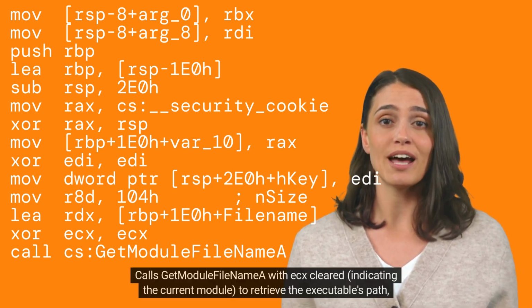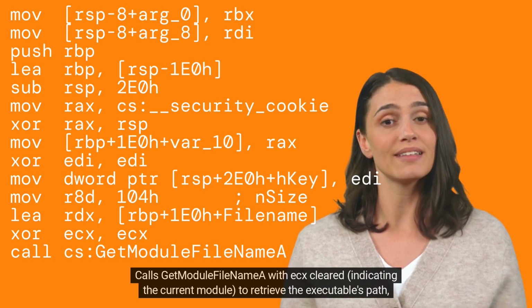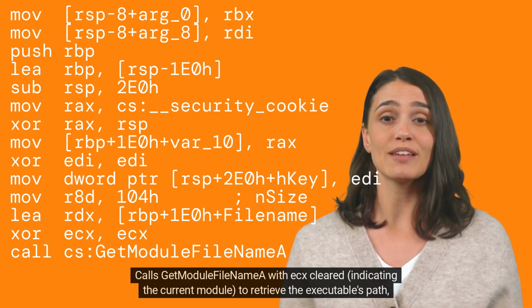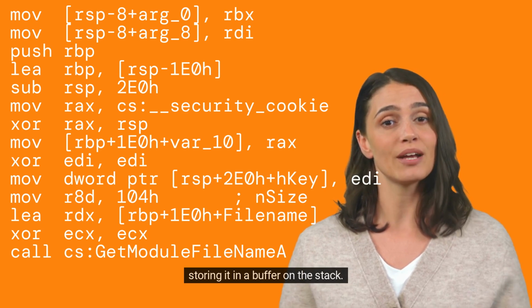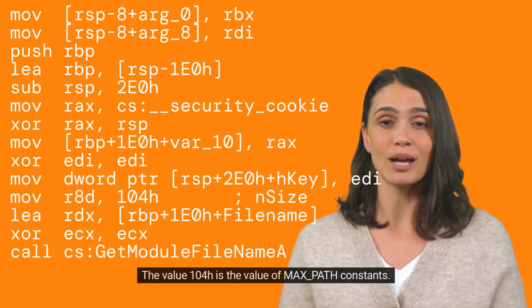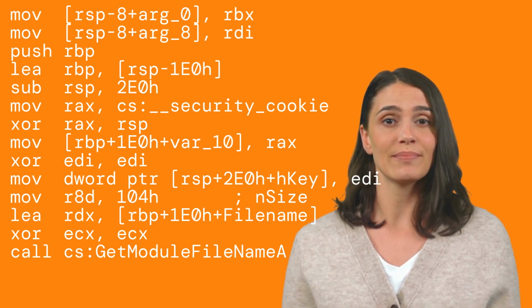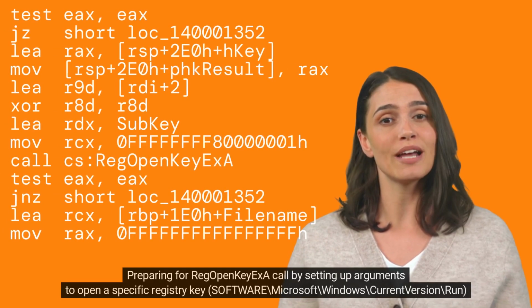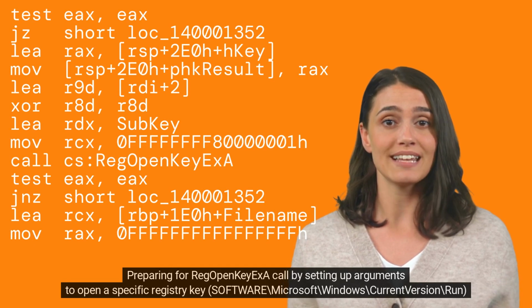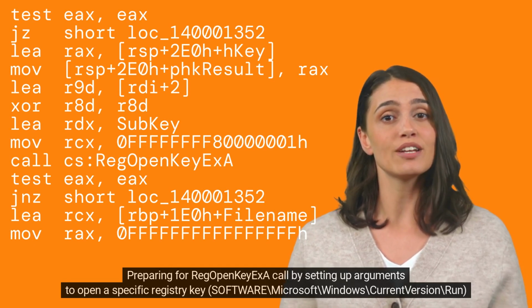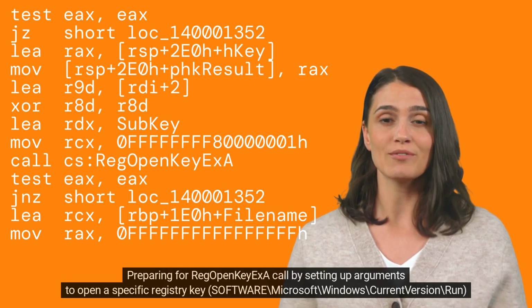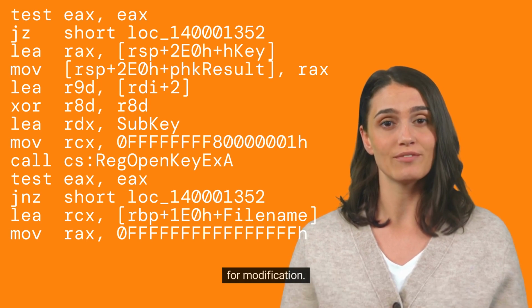Getting module file name. Calls GetModuleFileNameA with ECX cleared, indicating the current module, to retrieve the executable's path, storing it in a buffer on the stack. The value 104h is the value of the MAX_PATH constant. Preparing for the RegOpenKeyEx call by setting up arguments to open a specific registry key, Software\Microsoft\Windows\CurrentVersion\Run, for modification.